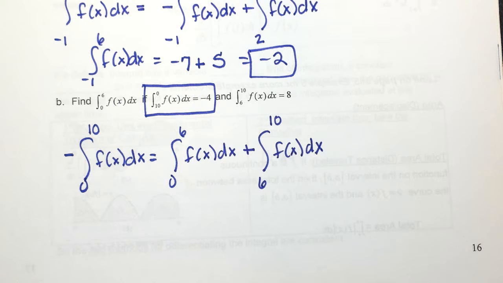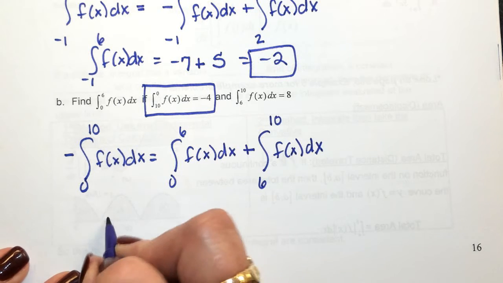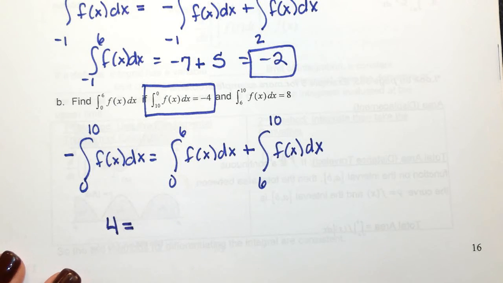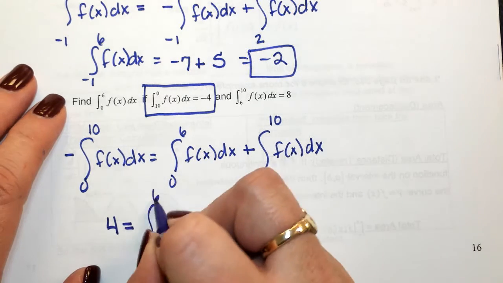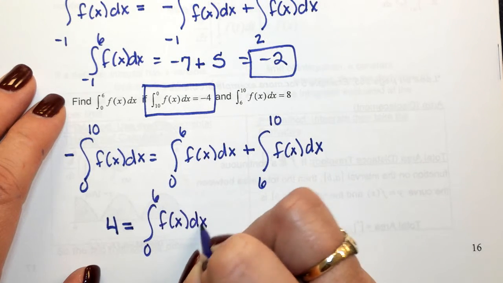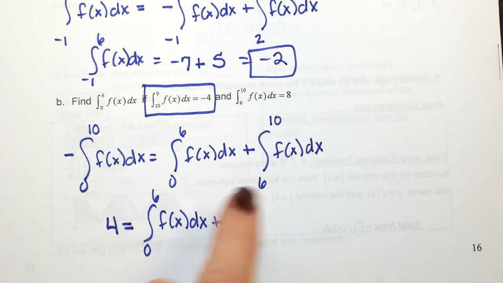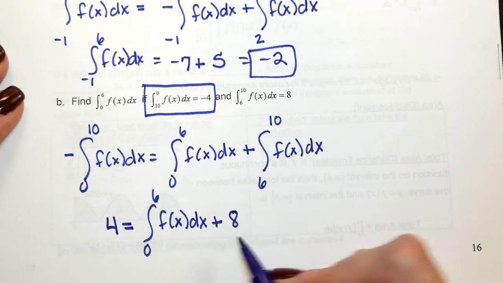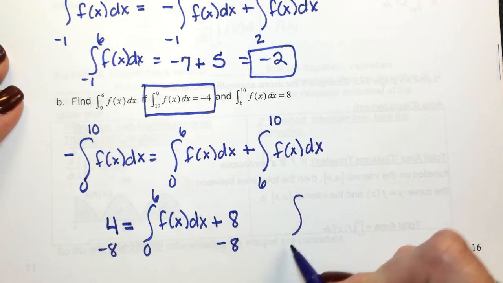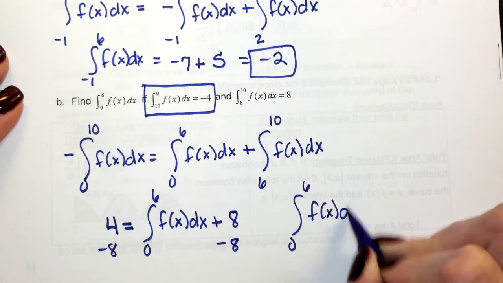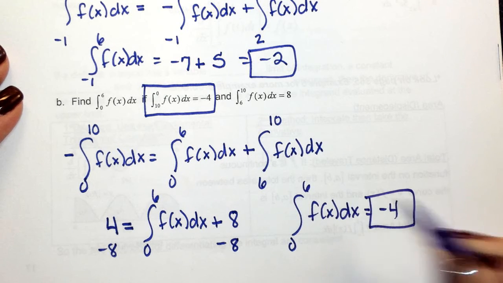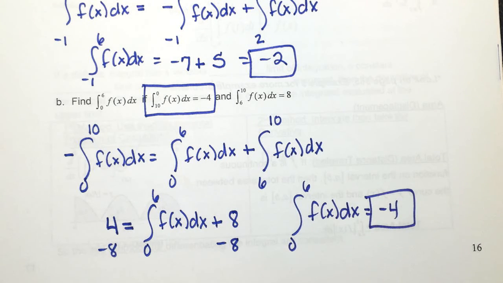So now plug in the values that they're telling you about the areas. They're telling us the area under the curve from 10 to 0 is -4, but when I negate that, that's going to be 4. 4 has to be equal to, again, I'm trying to figure out the area under the curve from 0 to 6, plus, they're telling me the area under the curve from 6 to 10 is 8. So now how am I going to solve for the area under the curve from 0 to 6? I'm simply going to subtract your 8. So then the area from 0 to 6 of f of x dx is simply going to be -4. So any questions on that?